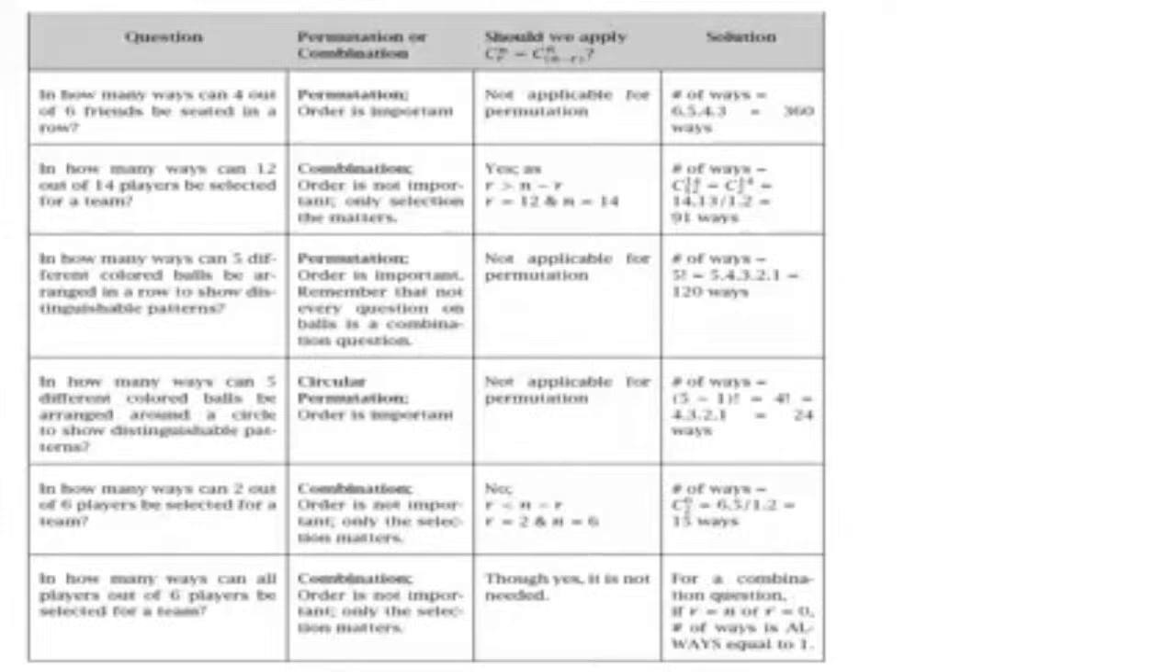So guys, up to now we discussed everything. So please look at this. First question here: in how many ways can 4 out of 6 elements be seated in a row? So I have 4 places available here. So 6, 5, 4, 3. Next: in how many ways can 12 out of 14 be selected? So the answer is 14C12, which is the same as 14C2.